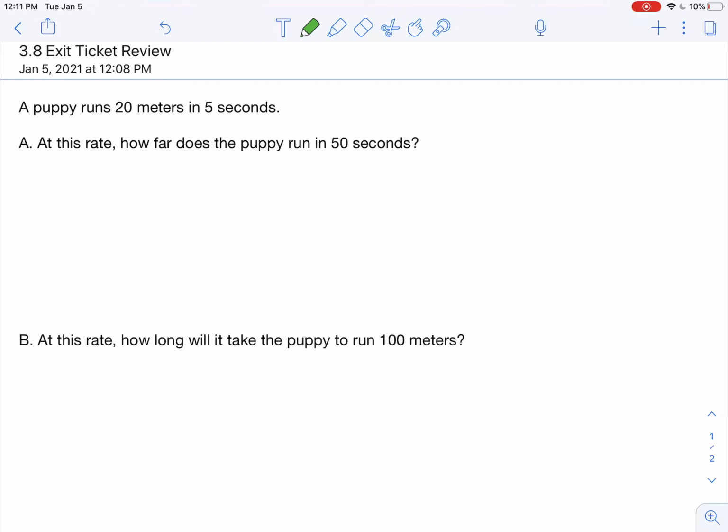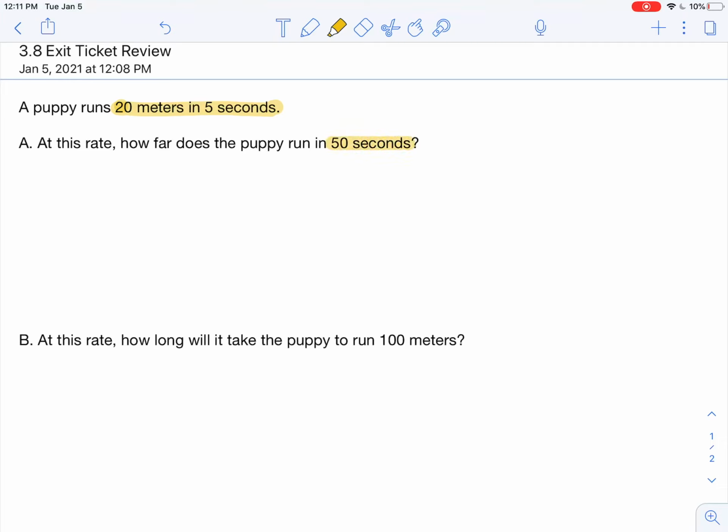So this question says a puppy runs 20 meters in 5 seconds. You might remember that the exit ticket was about penguins. Thought I would continue the animal theme. A says, at this rate, how far does the puppy run in 50 seconds?